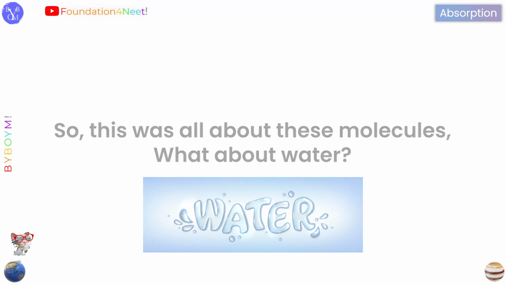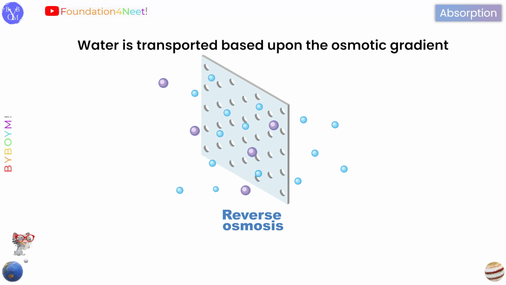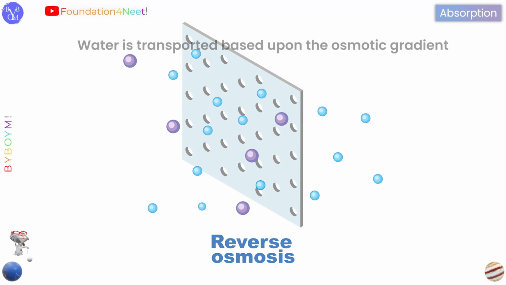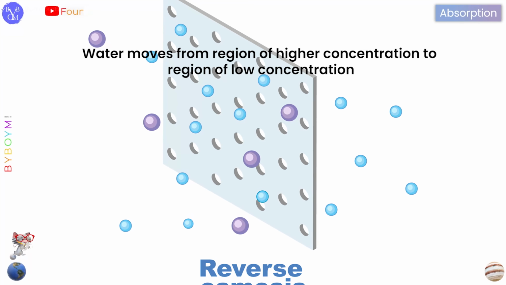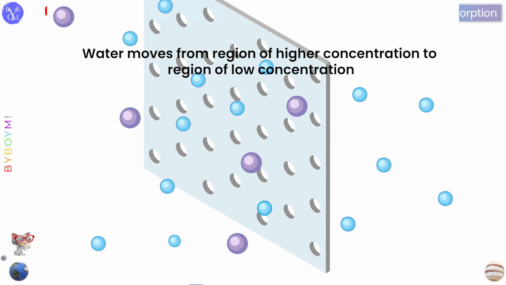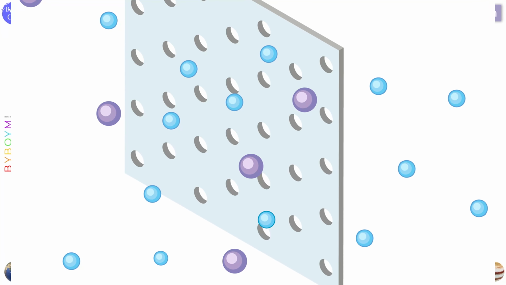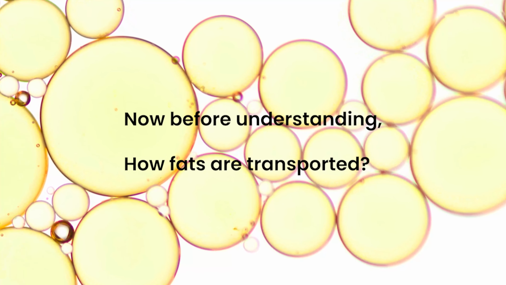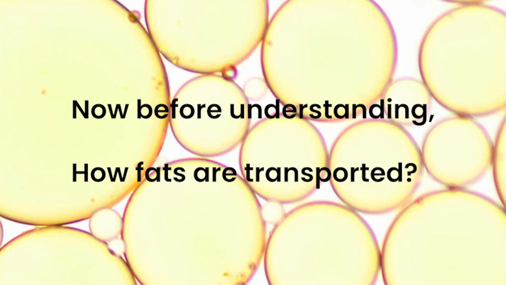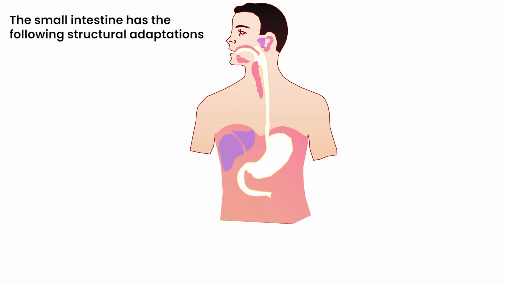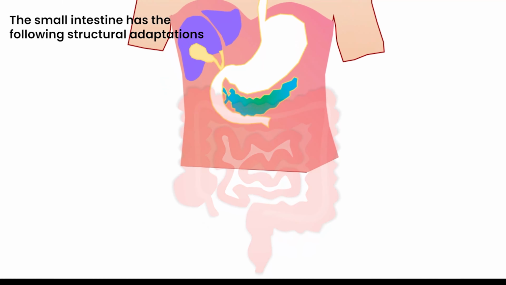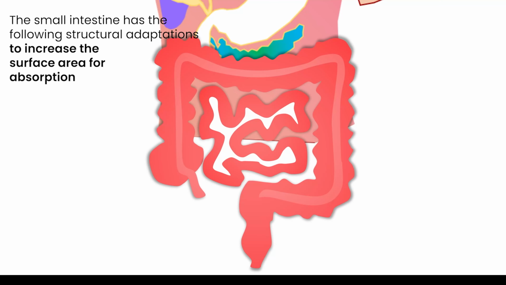What about water? Water is transported based upon the osmotic gradient. That means water will move from its higher concentration to lower concentration. Now before understanding how fats are transported, let us first look at structural adaptations in the small intestine. The small intestine has the following structural adaptations to increase the surface area for absorption.